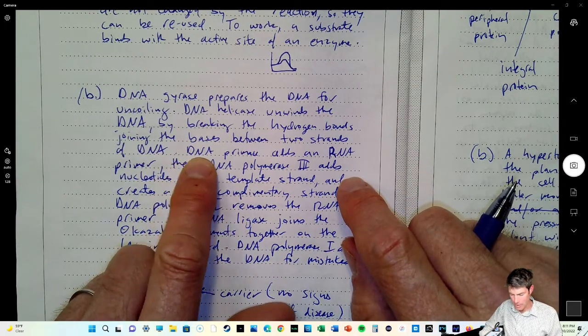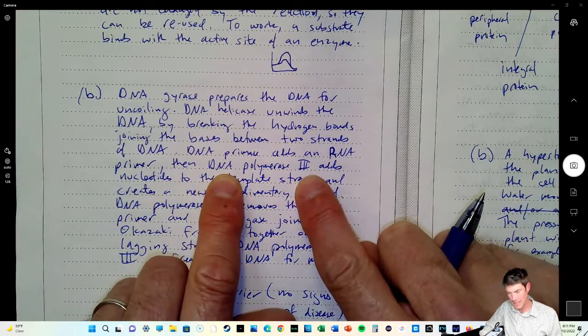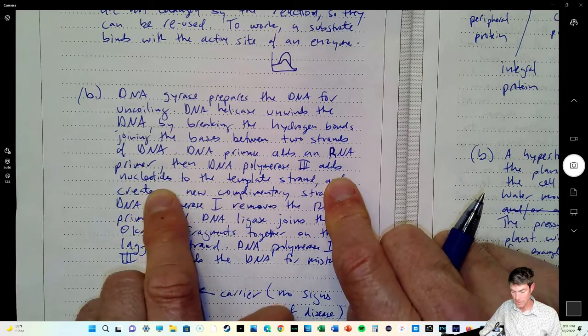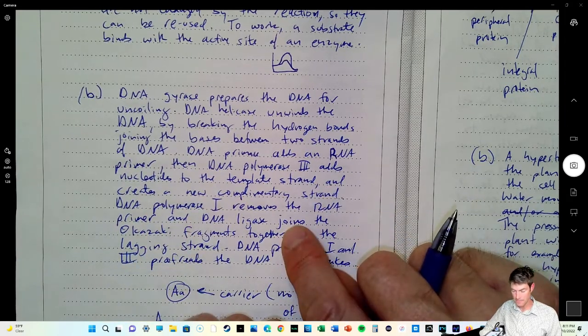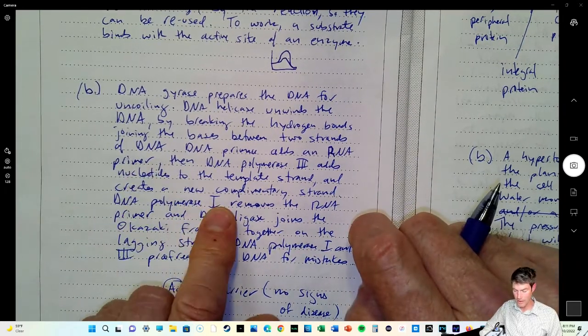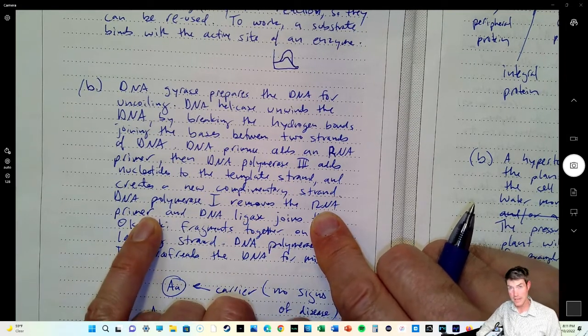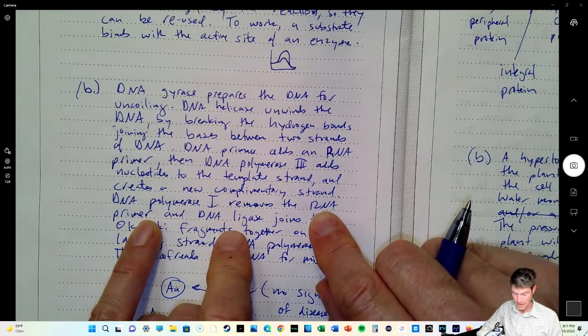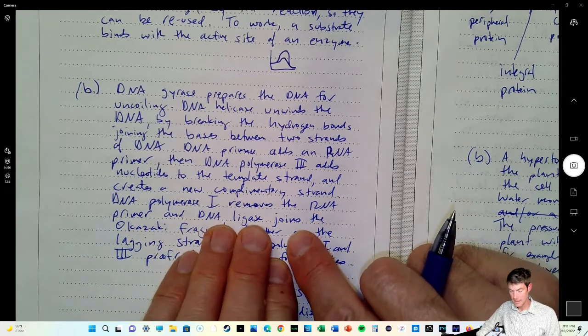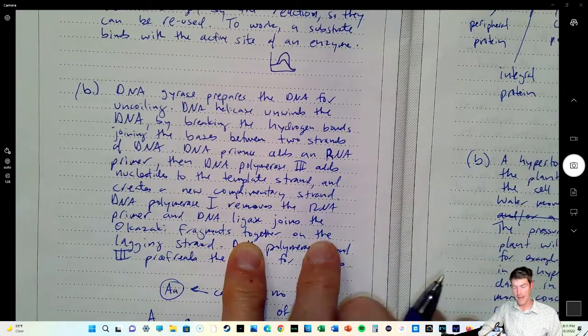Then a DNA primase adds an RNA primer. Then DNA polymerase 3, that's the workhorse, adds nucleotides to the template, creates a new complementary strand. DNA polymerase 1 then goes and removes the RNA primer. You don't want that RNA still there. You want to get rid of it. And the DNA ligase joins the Okazaki fragments together that are on that lagging strand.